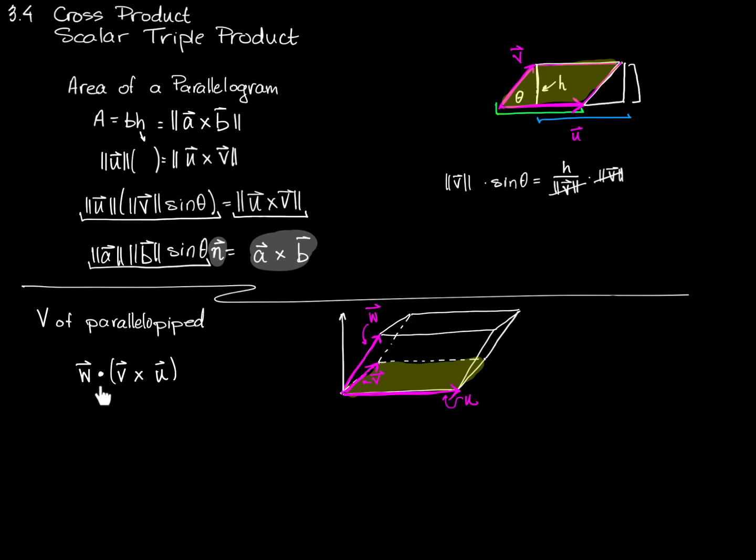Remember that dot products are scalars. So when I do this cross product, that's a vector. When I take this cross product, I'll get a vector here, and then I'll have a vector dotted with a vector, and that's a scalar. So I'm just going to get a numerical result here, and that's going to be my volume.